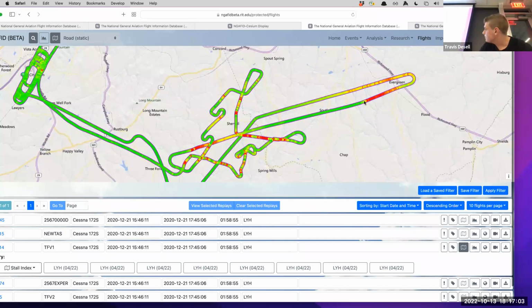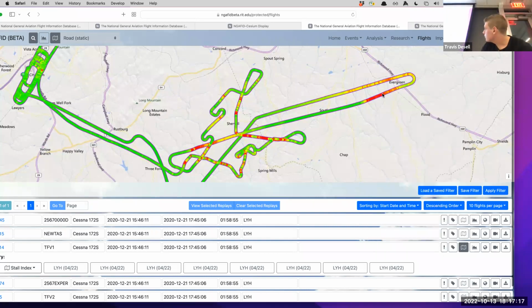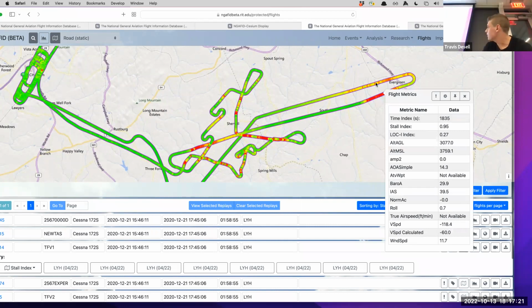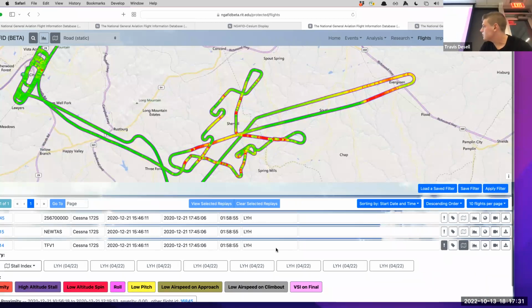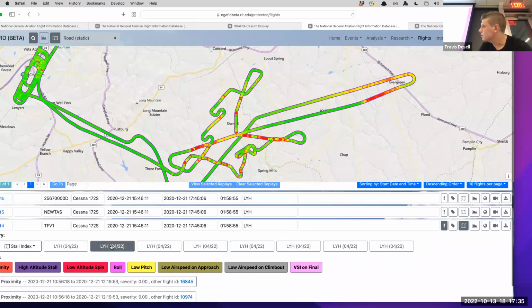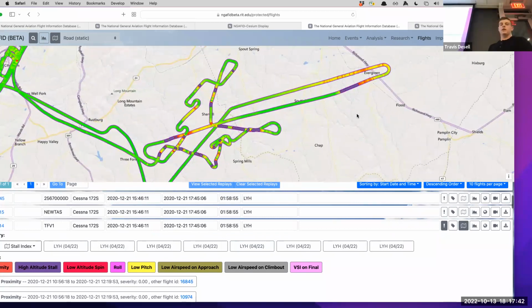I know for a fact that what they did here was a very long stall. From time index 1886 the stall index was 1.0 and our angle of attack was 16.2, and that went on for about half a minute. If you go here, you can also trigger the overlay. These are the places where the algorithm detected a stall, so it was prolonged for more than 2 or 3 seconds and registered as a stall. That's basically it.